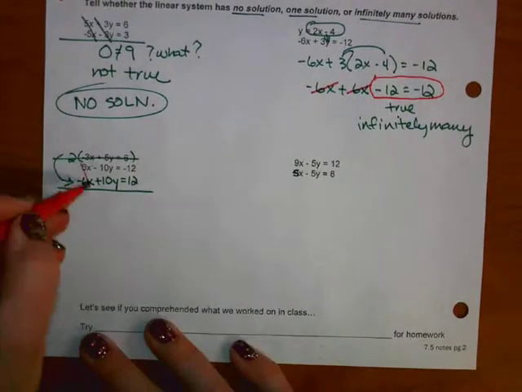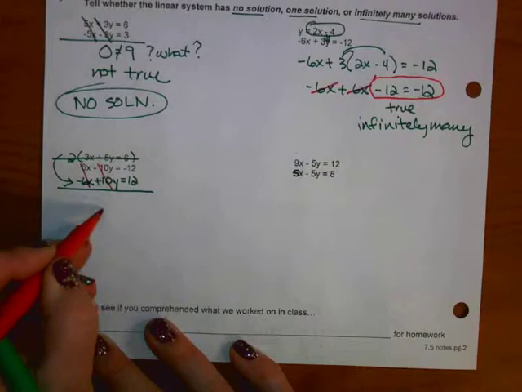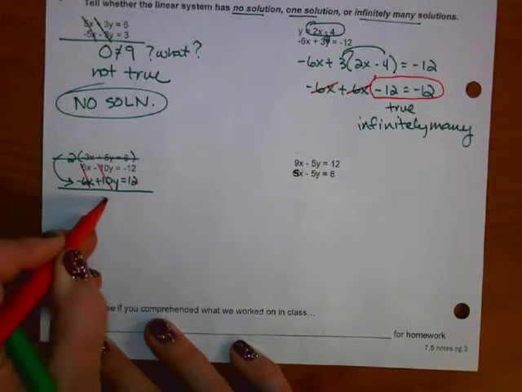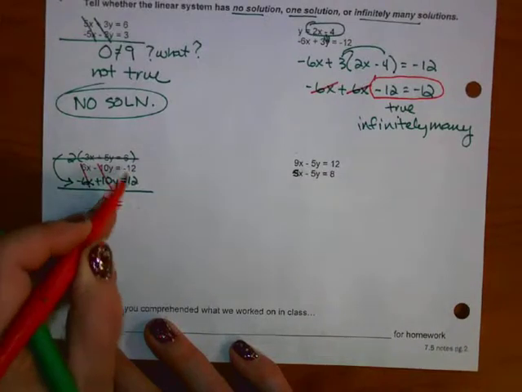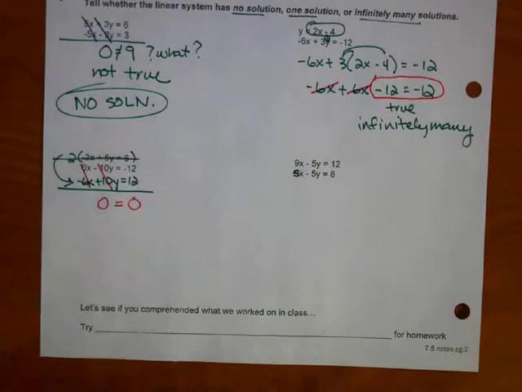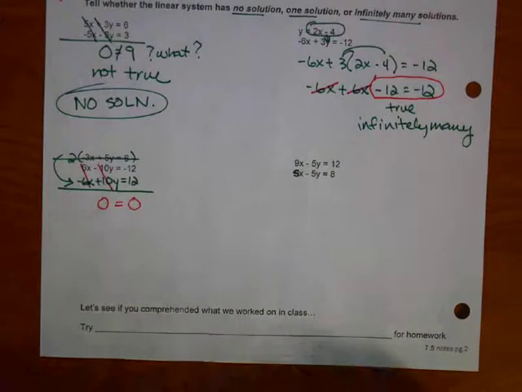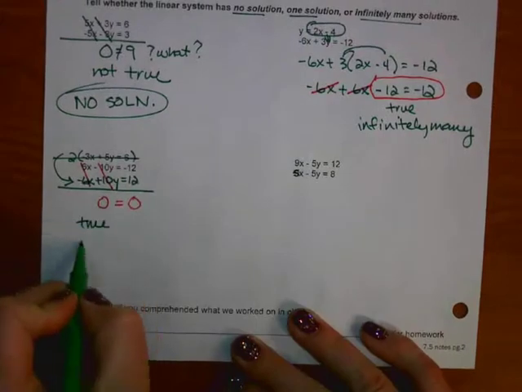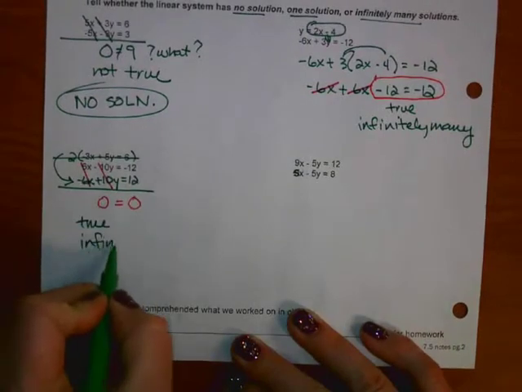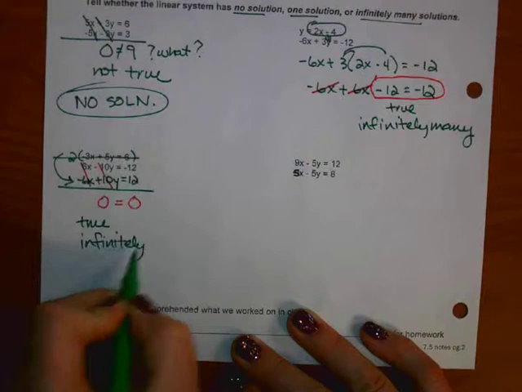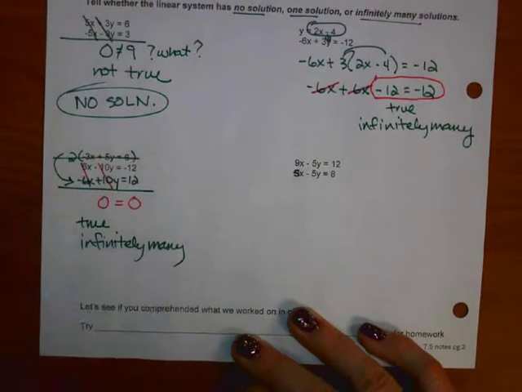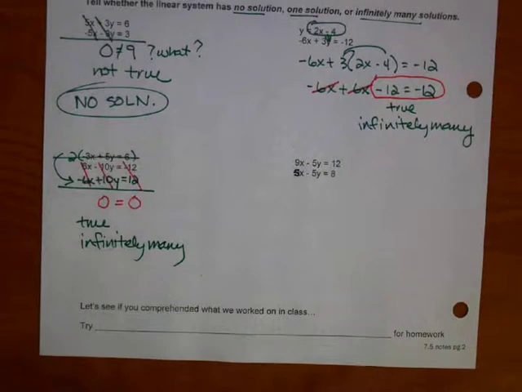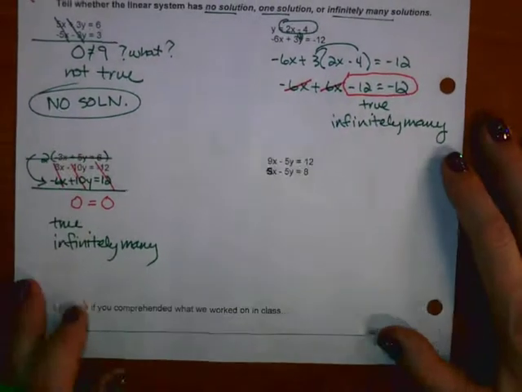So these cancel out. Oh, wait a minute. These cancel out. I have to hold this side with a 0. The y's cancel out too. Oh, 0 equals 0. Is that a true statement? Yes, it is. So infinitely many. Zero equals 0.